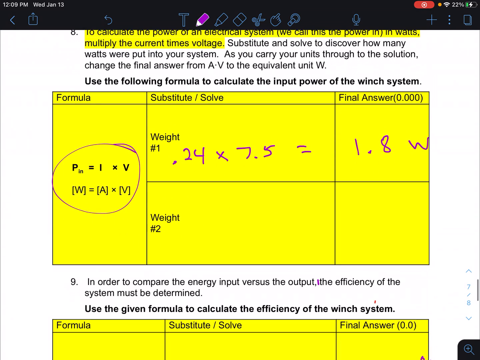The power in that was put in by our power supply is current times voltage. And again, taken right off of that data table, 0.31 times 7.5.